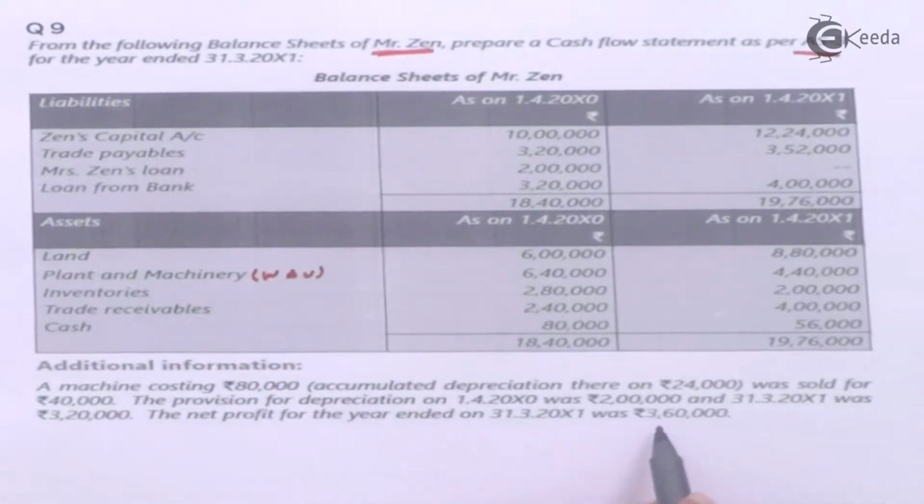Net profit for the year is 3,60,000. Net profit is credited to whose account? Proprietor's account. So what is my entry? PL account debit to proprietor's capital account. So this we will use to find out whether Zain has introduced capital or has withdrawn capital. We will prepare Zain's account for that purpose, but for us net profit is given, 360. Okay, so we will begin with our presentation.